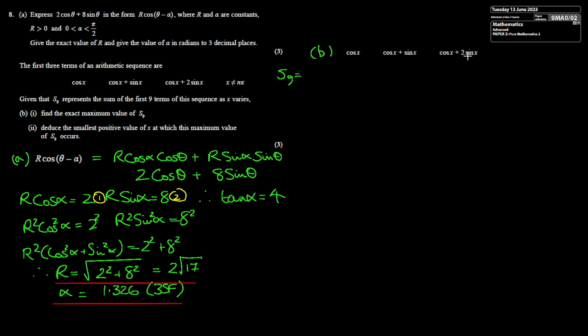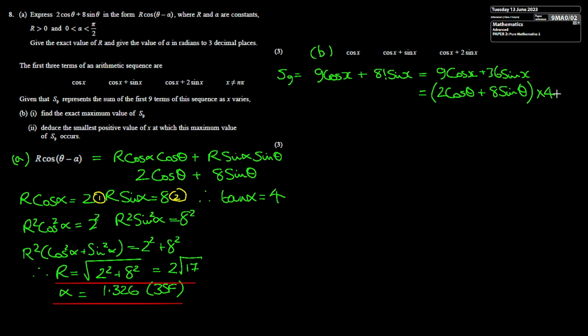Well, if cos x is in all 9 terms, we must have 9 cos x. Now, sin x will clock up to 8 sin x in the 9th term. So this will be 8 factorial sin x. And 8 factorial equals 36. So we've got 9 cos x plus 36 sin x. And if we compare this with our original equation in the question, we can say that this equation is our old equation multiplied by 4.5.